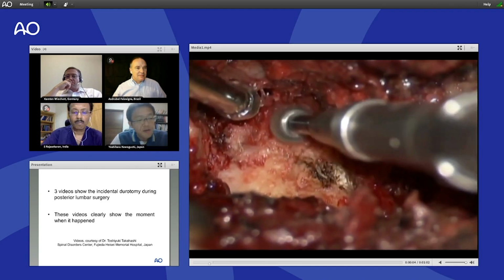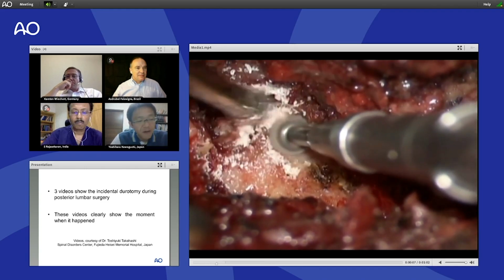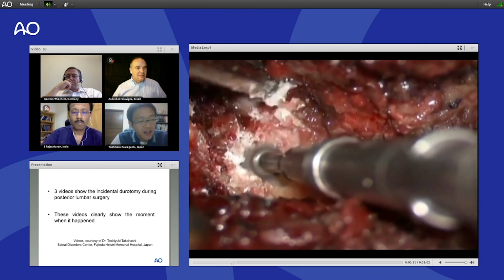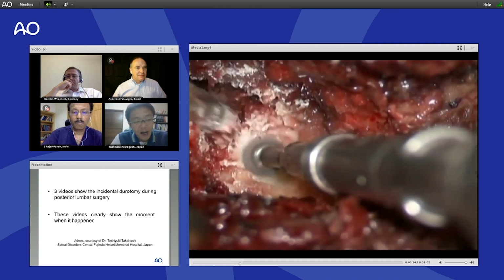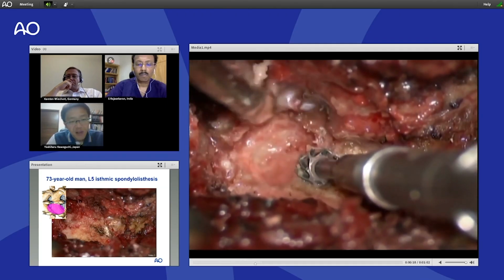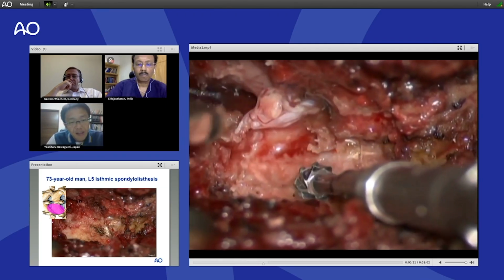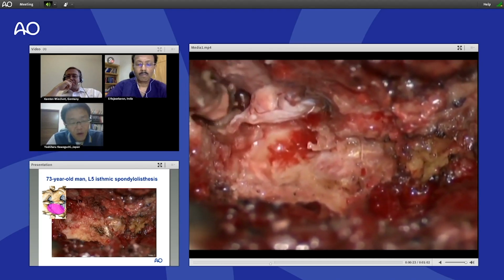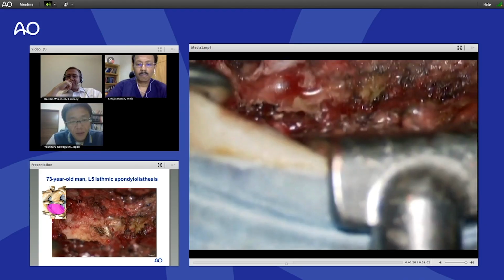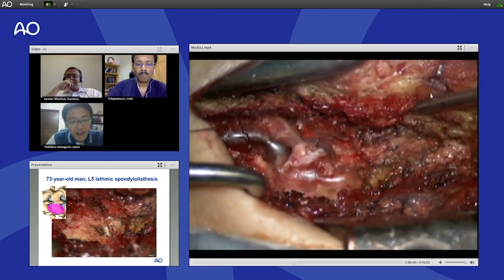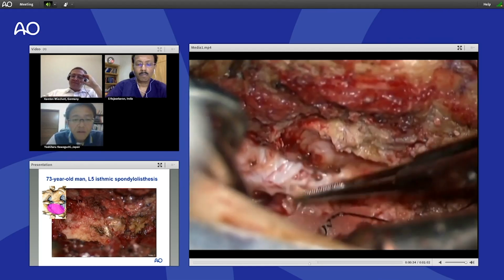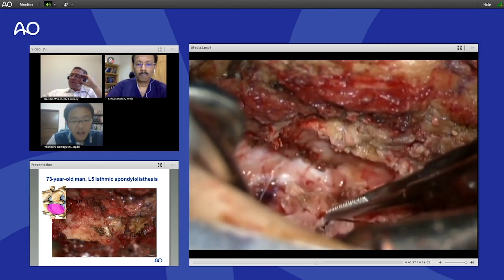This is a case of a 73-year-old male with L5 isthmic spondylolisthesis. The doctor is making penetration of L5 using a high-speed bur. The tip of the bur is steel. Upper is medial. Lower is lateral. You can see the incidental durotomy, and cerebrospinal fluid is coming, and the leakage discharge is coming. What will you do? Don't get upset.